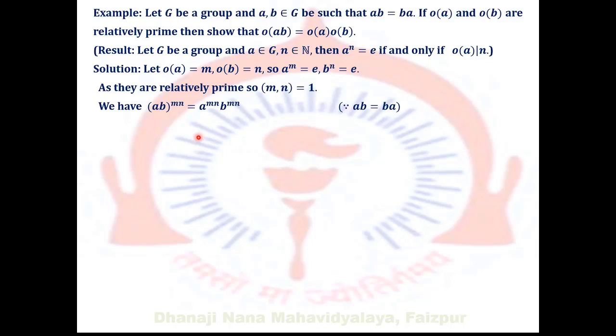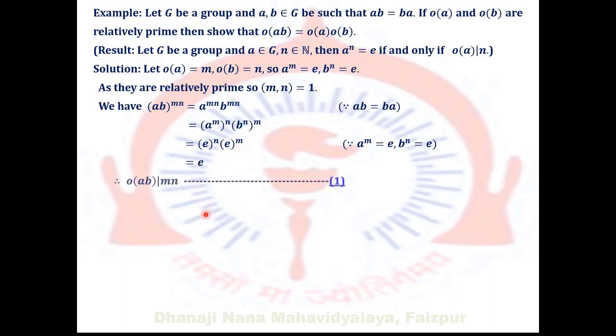So this is equal to a^m raised to n into b^n raised to m. But a^m is equal to e, b^n is equal to e. So this is equal to e^n into e^m. So the right hand side becomes the identity element. So (ab)^(mn) is equal to e. So by this result we can say the order of AB divides mn. So here we get the result, that is, order of AB divides mn.